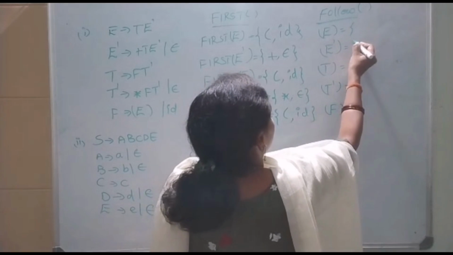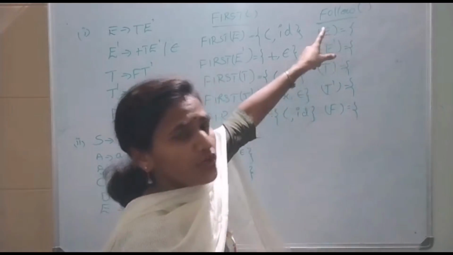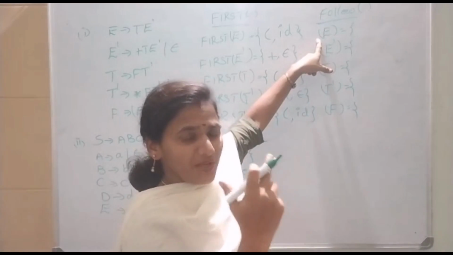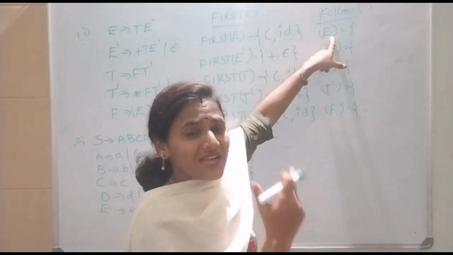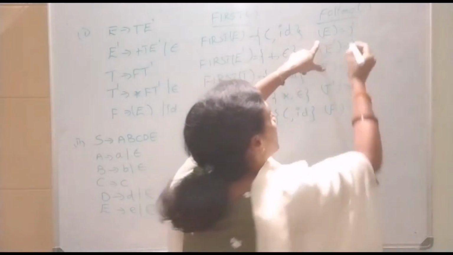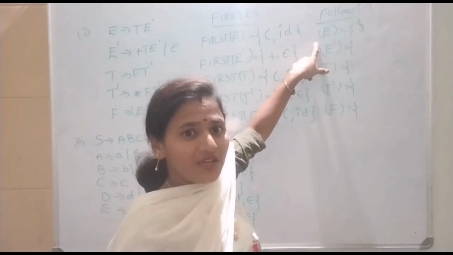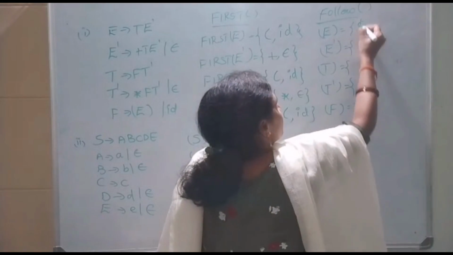So here we have to remember one thing. If we are going to compute a particular grammar symbol's follow function, you have to observe whether that grammar symbol is the start symbol of the grammar or not. If it is the start symbol of the grammar, you are going to add dollar first. Dollar is the first terminal.